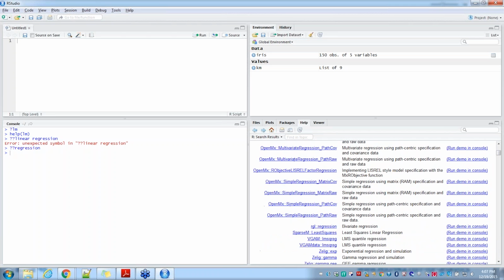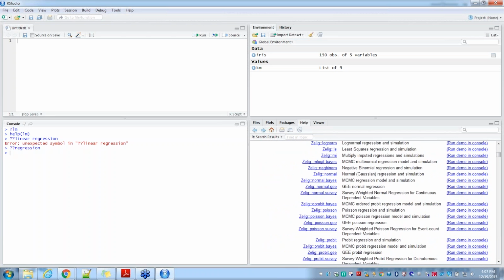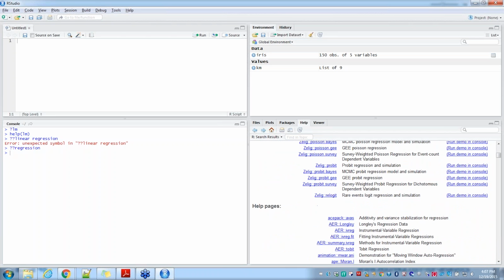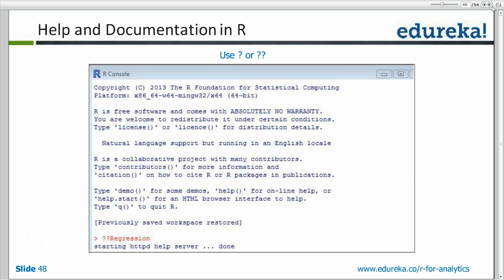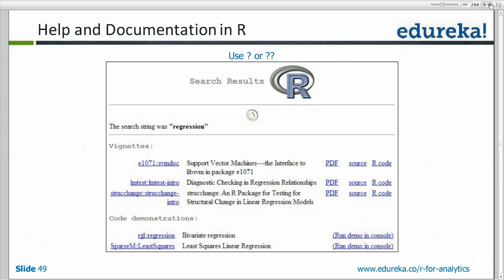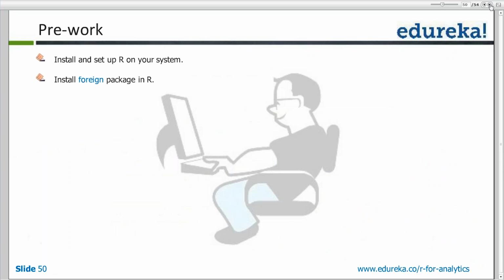So you could add double question marks if you're not sure about the function's name, but you have some vague idea about it. Okay, so you'll have a whole lot of search results that show up this way. So that's the use of the single question mark or the double question mark.